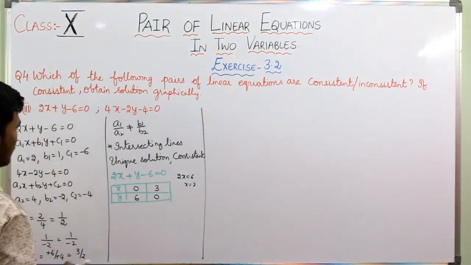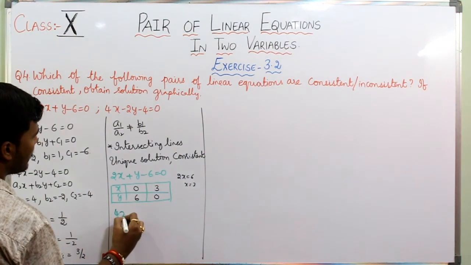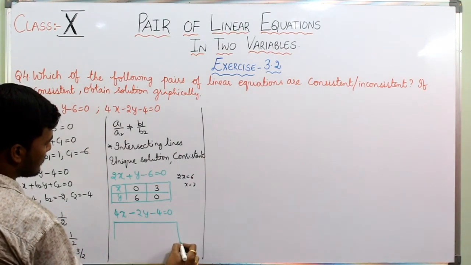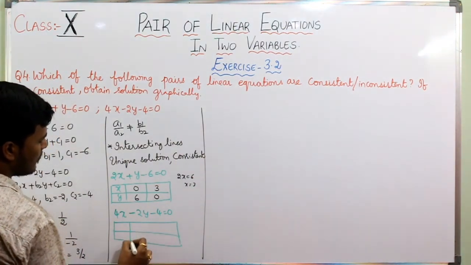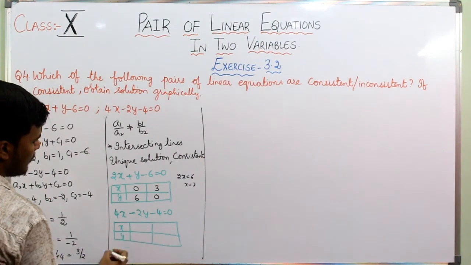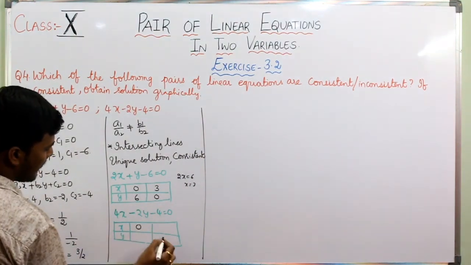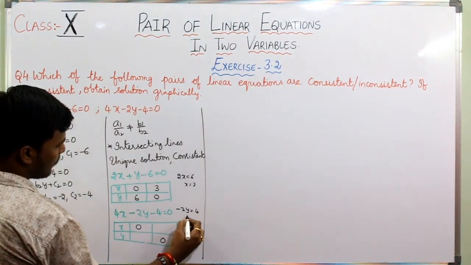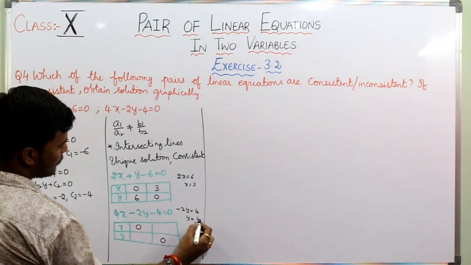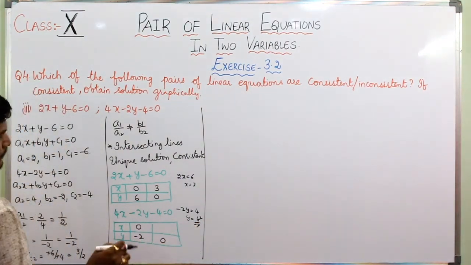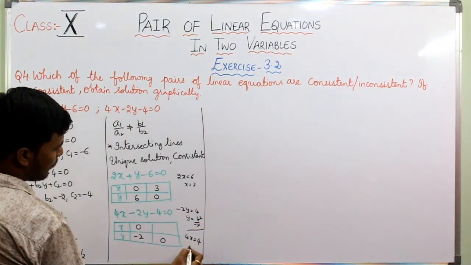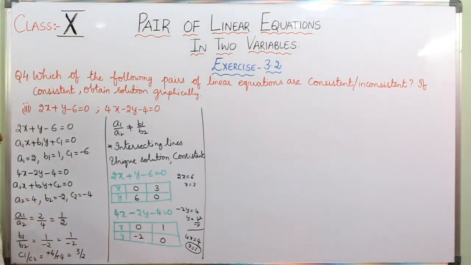Now consider the second equation, which is 4x minus 2y minus 4 is equal to 0. Again consider the table, x value, y value. We will take x as 0, then y as 0. If you make x as 0, you are left with minus 2y is equal to plus 4, y is equal to 4 by minus 2, so you will get minus 2. Now if you make y 0, you will get 4x is equal to 4, x is equal to 1. Now let us plot this in the graph.